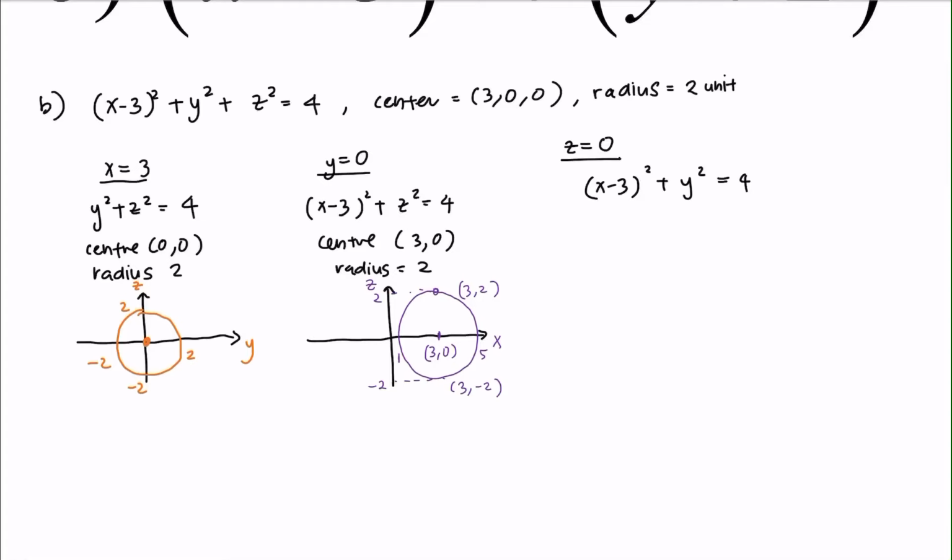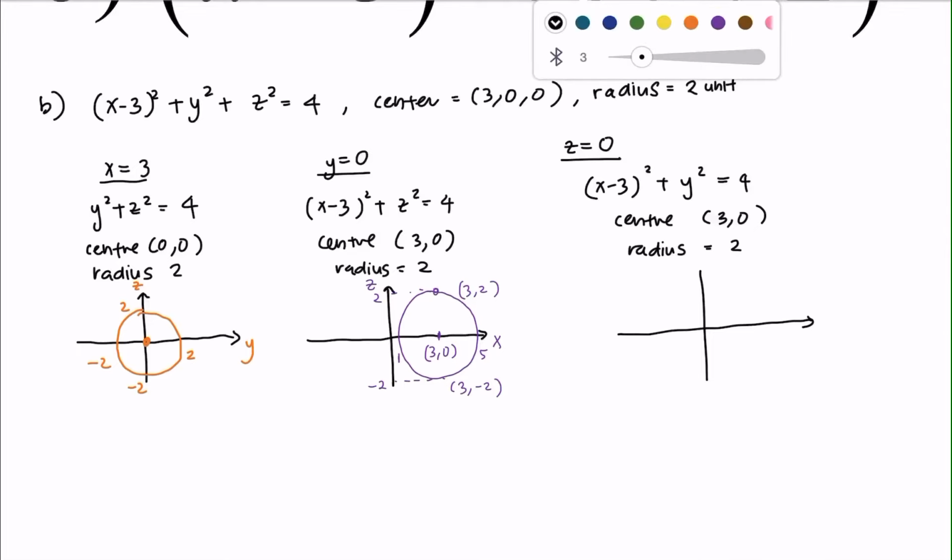So now we have a center (3, 0) with radius 2. Okay, so now we want to sketch. We have x and y, with the center at (3, 0), same thing. We have (3, 0) here, and then you can sketch with radius 2.